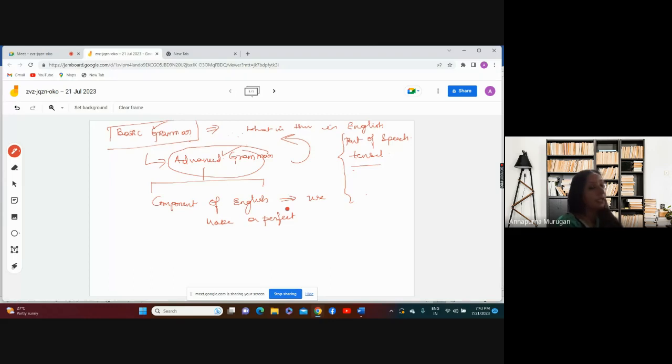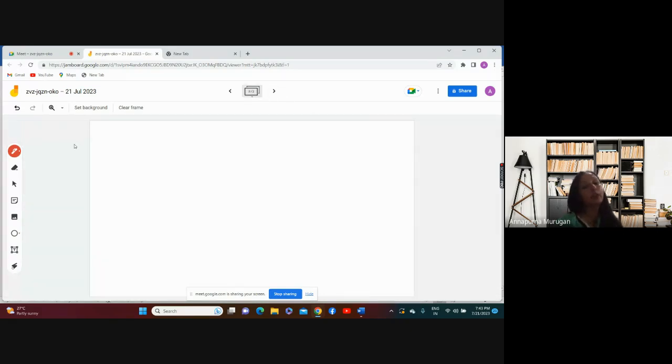So here in advanced grammar skills, you need to concentrate on these things. The first and foremost thing: sentence framing.